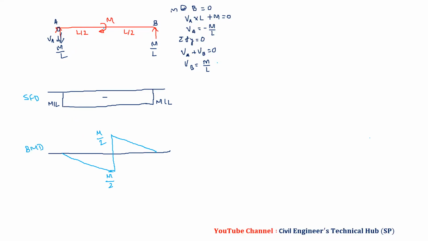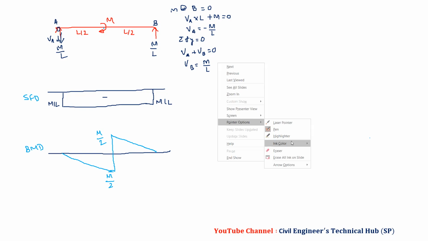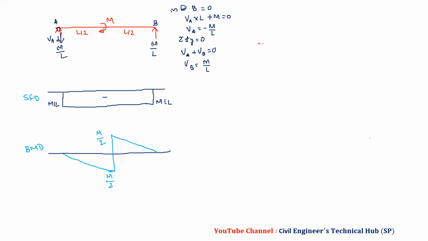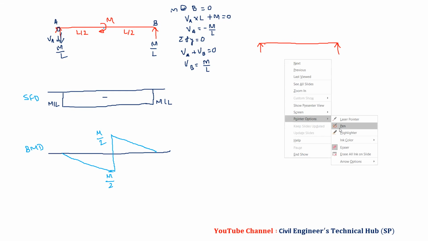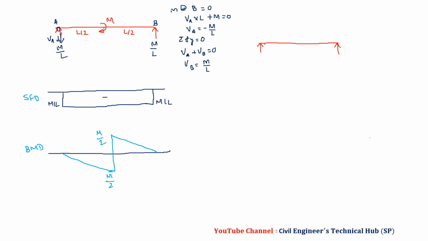And then the last case we will see is related to your UVL. In UVL, you can see we have two cases. In one, the value of the load is increasing, and in the other, the load is decreasing. Now first we will consider the case where the load is increasing. Now he may ask you what the reactions are.